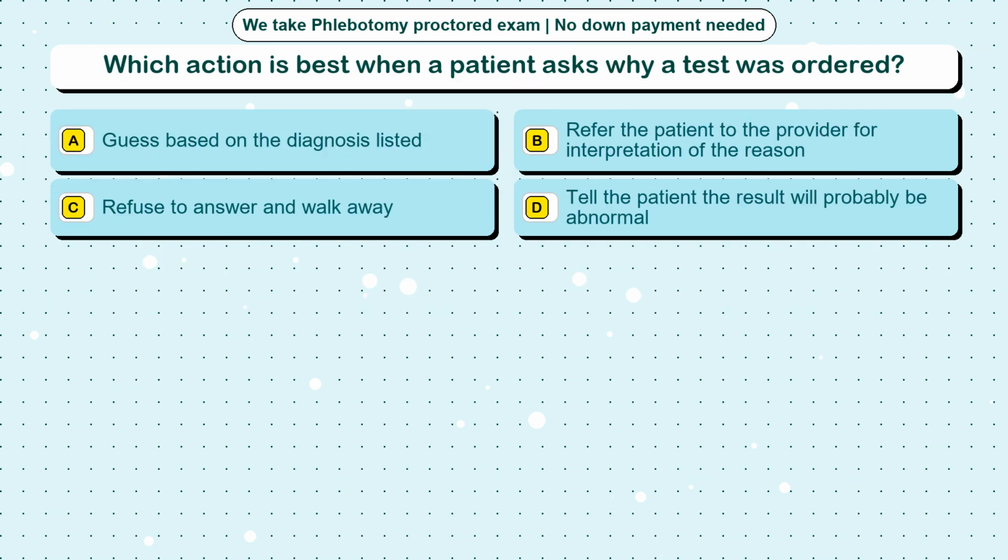Question 39. Which action is best when a patient asks why a test was ordered? Option A, guess based on the diagnosis listed. Option B, refer the patient to the provider for interpretation of the reason. Option C, refuse to answer and walk away. Option D, tell the patient the result will probably be abnormal.